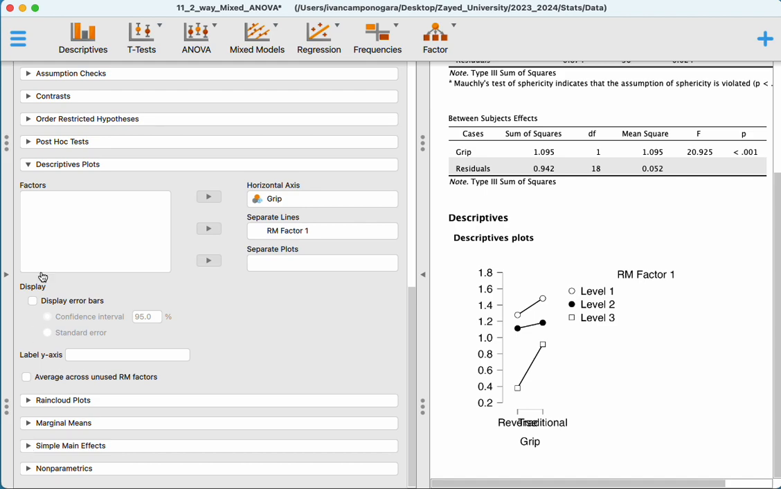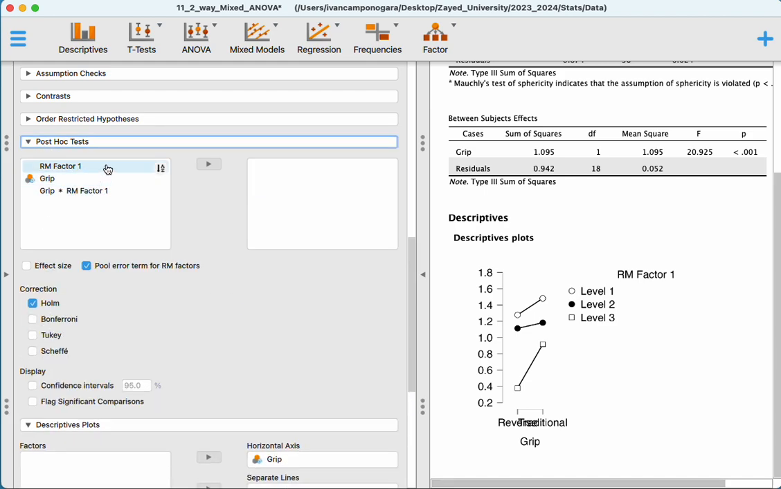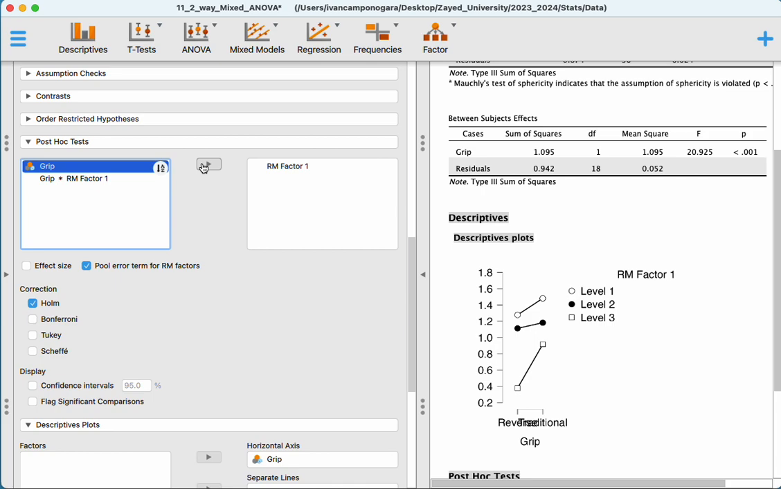So for the post-hoc test, we put our main effect of the days, the main effect of grip, and the interaction.